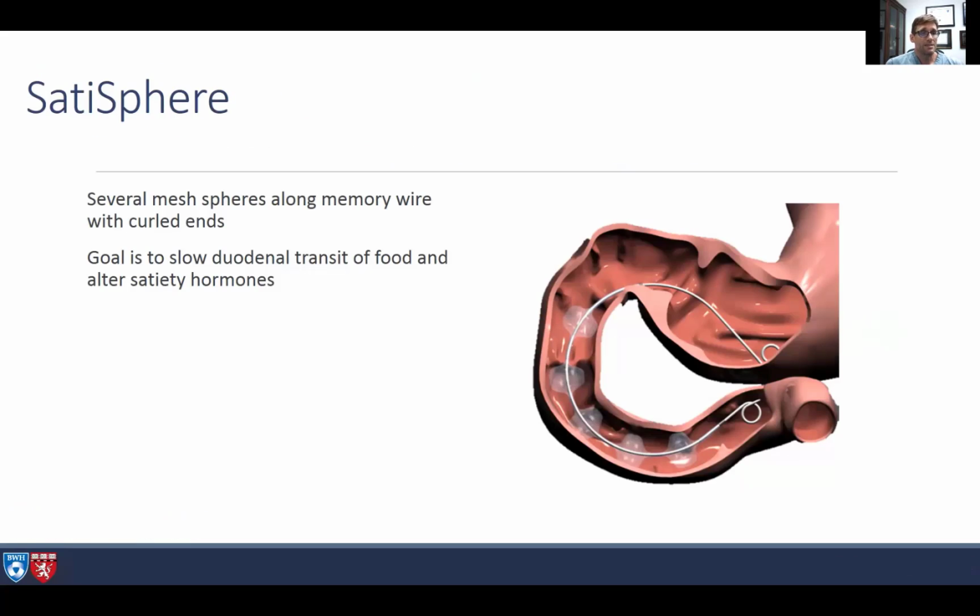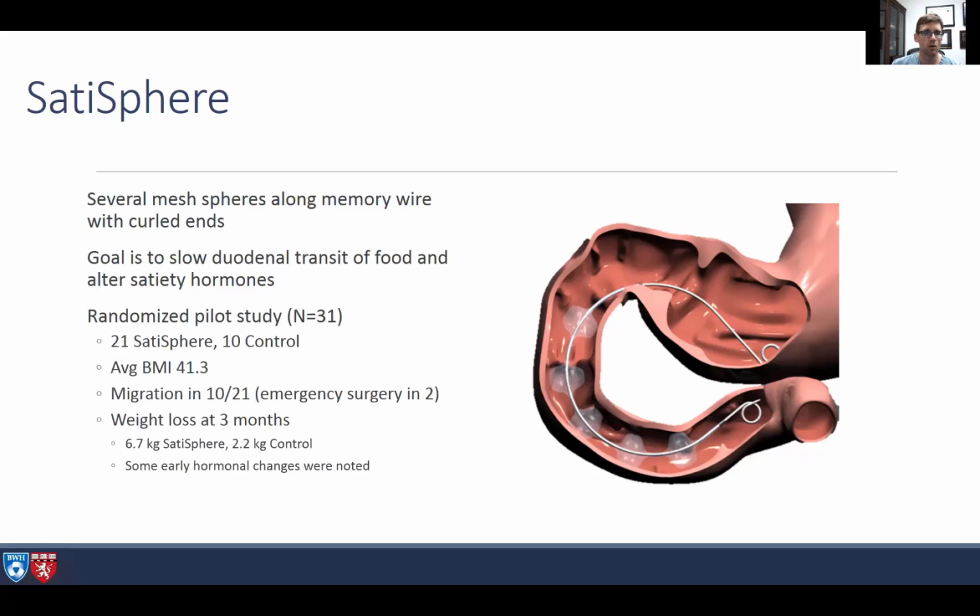Moving on to another concept, the Satisfier. This has a memory wire frame with mesh balls on it that resides in the duodenum. The goal here is conceptually to slow duodenal transit of food and alter satiety hormones.